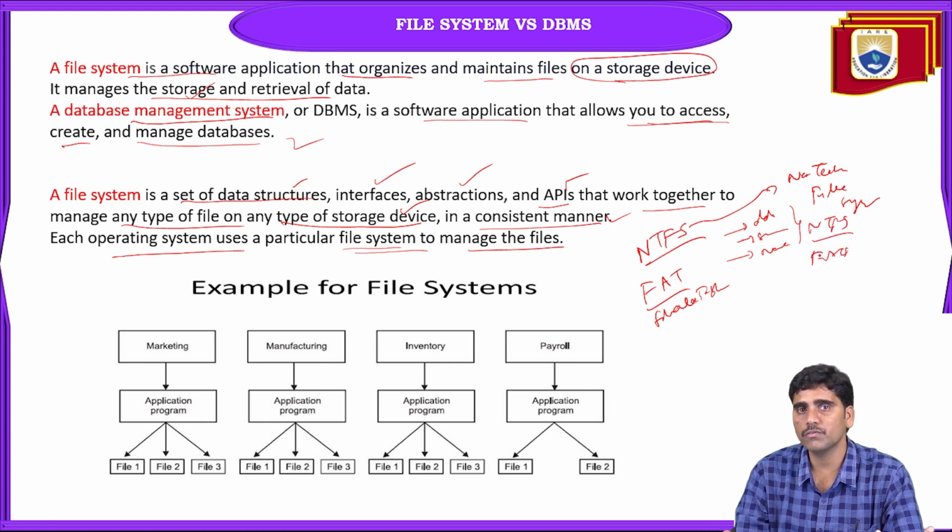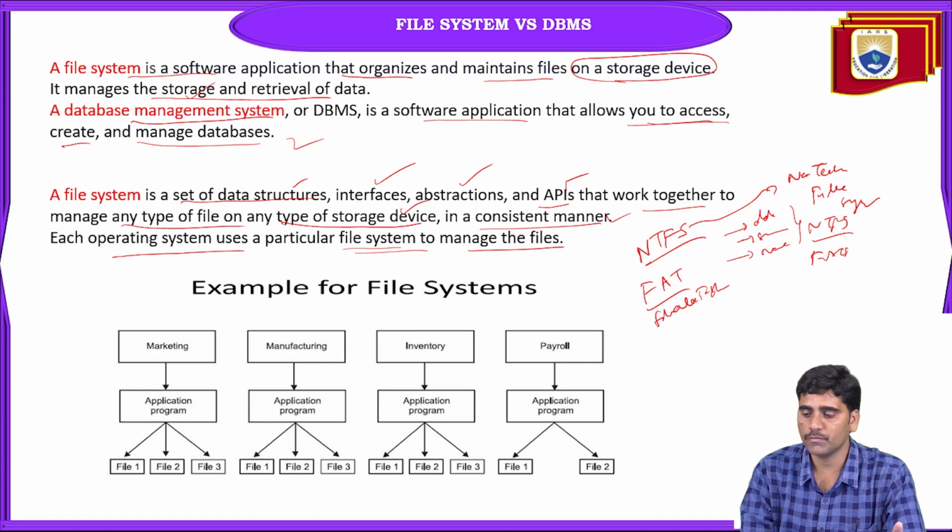And New Technology File System is another file system. So NTFS is one and FAT file system is one. Based on these two file systems, the files are organized and maintained on different storage devices. So they manage any type of files on any type of storage devices in a consistent manner. Each operating system uses the file system to manage these files. So how can we manage and organize the files actually?